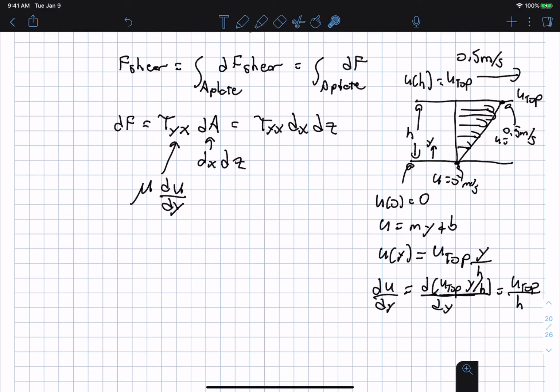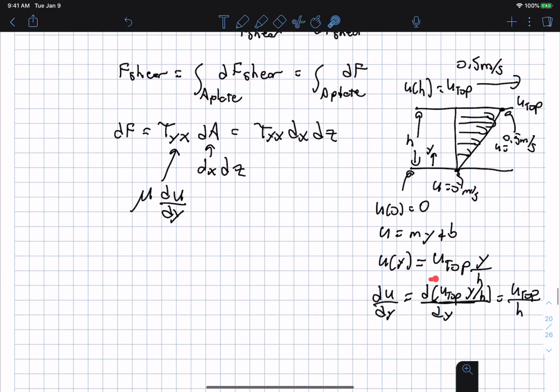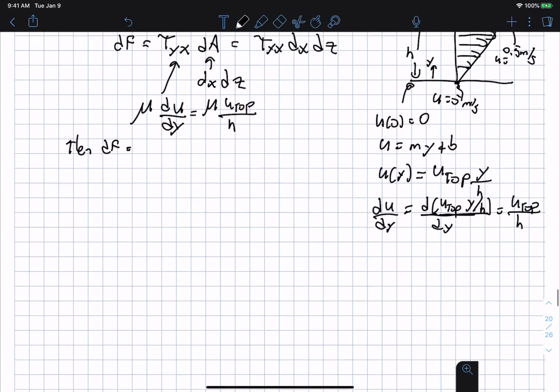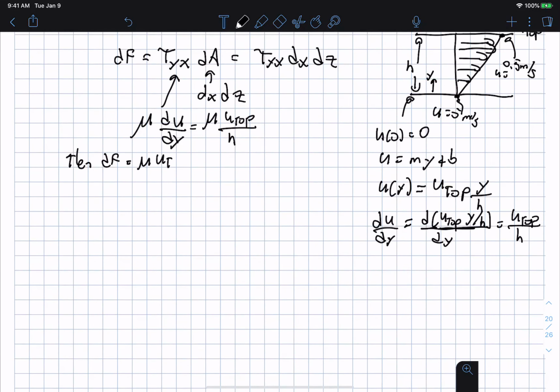Okay, and so now we basically know what the velocity is, and so the shear stress then is equal to mu times u_top over the plate height. So then our differential shear force dF equals mu times the velocity of the top plate divided by h times the differential area, which is dx dz.